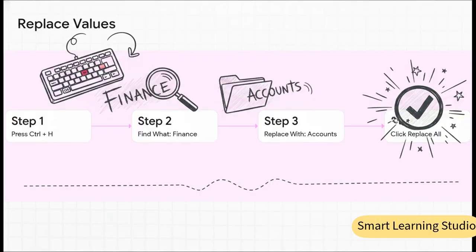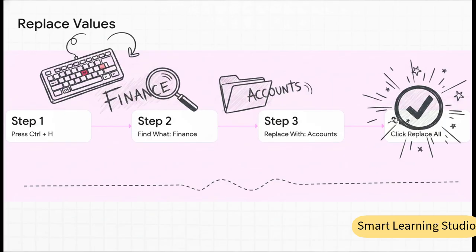Let's walk through the exact sequence to execute this sweeping change. Step 1, press Ctrl H. Step 2, in the Find What box, just type Finance. Step 3, in the Replace With box, type Accounts. And Step 4, honestly, the absolute most satisfying part of the whole process, click Replace All. Excel updates every single matching record instantly.